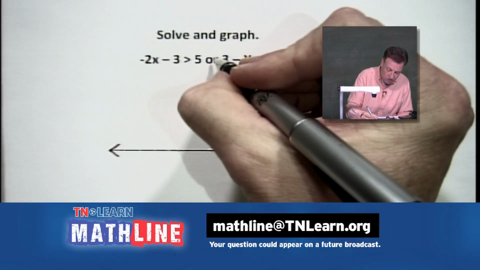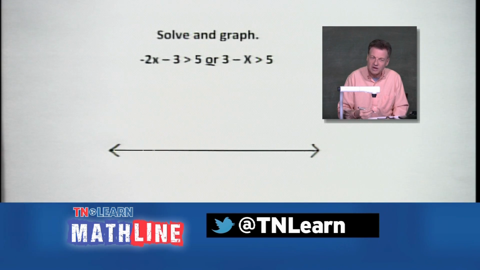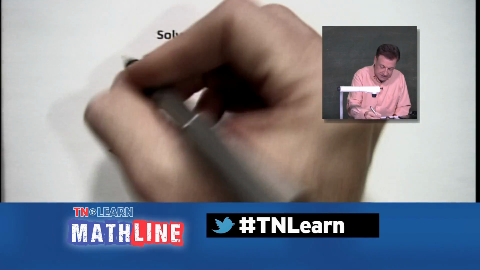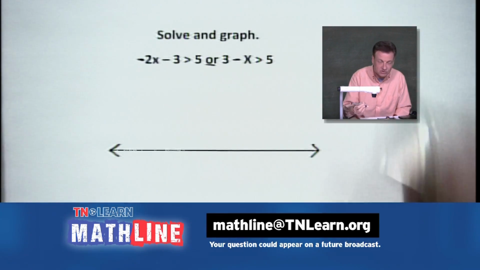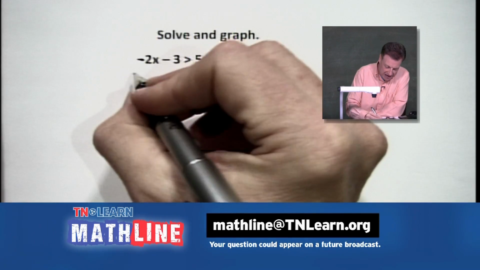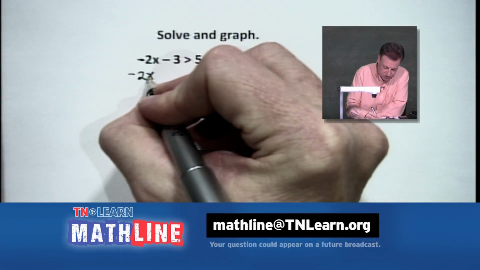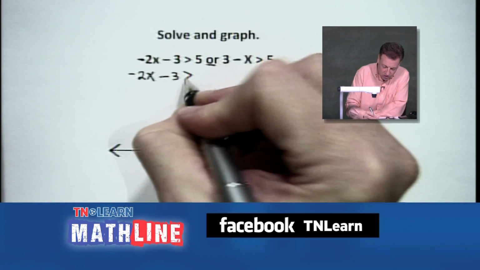Another or situation. Got to be careful with these. Again, watch the signs. I see some negatives popping up. Y'all see these negatives? There's one, and oh, there's a minus x. That could be interesting too. So let's just take these problems one at a time. I have a minus 2x, or a negative 2x, as we love to call it, minus your 3, and we're going to say that's greater than 5.